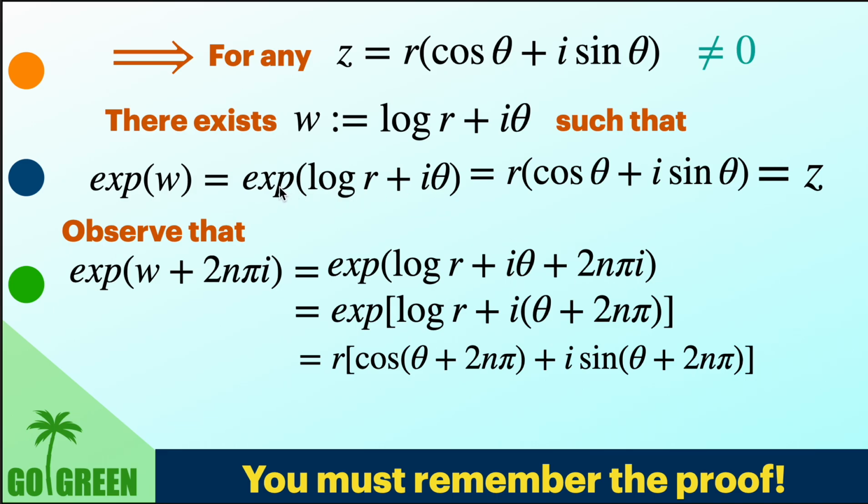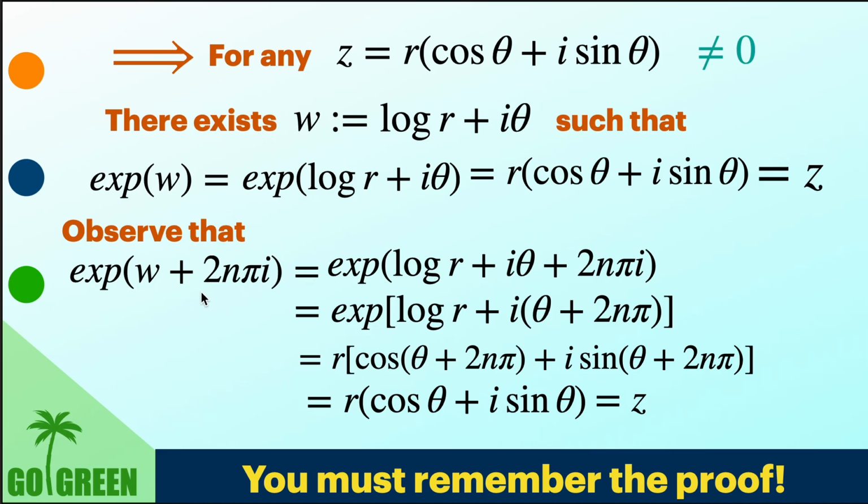From here you can see exponential of log r plus i theta is r cos theta plus i sin theta. So here theta is now theta plus 2n pi. So r cos of theta plus 2n pi plus i sin of theta plus 2n pi. But cos of theta plus 2n pi is what? It is again cos theta. So what we get is r cos theta plus i sin theta, which is nothing but z. So we have seen that if exponential w, where w is log r plus i theta, is z, then exponential of w plus 2n pi i is also z.